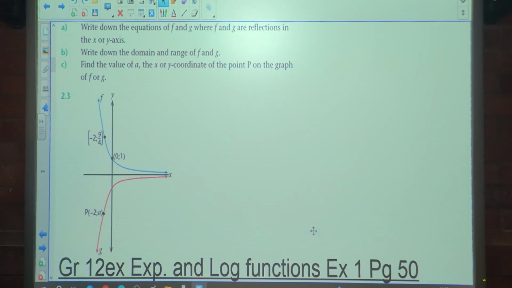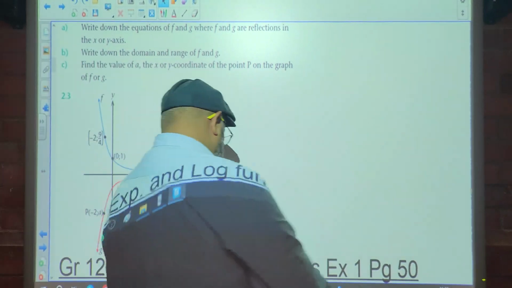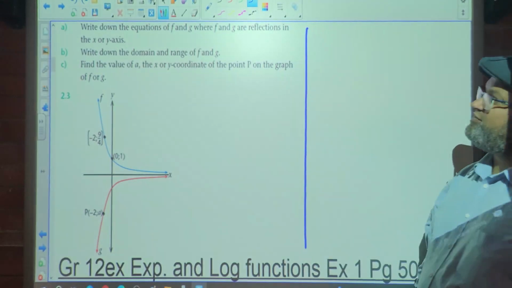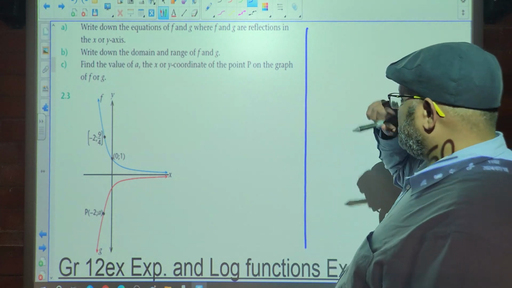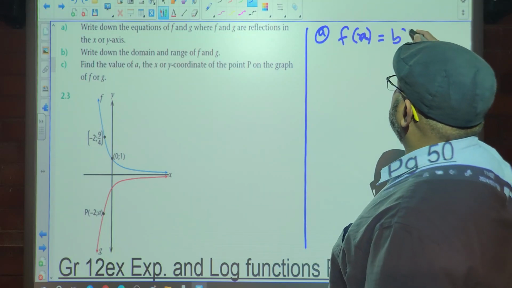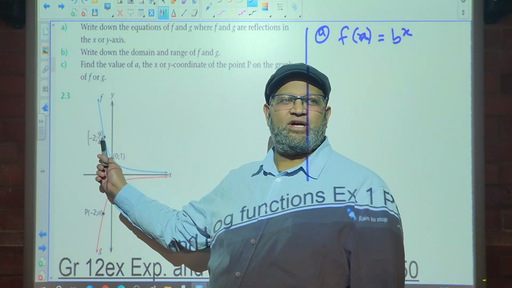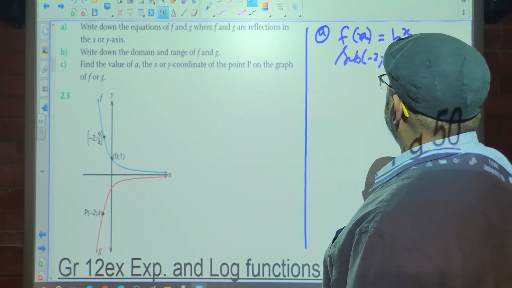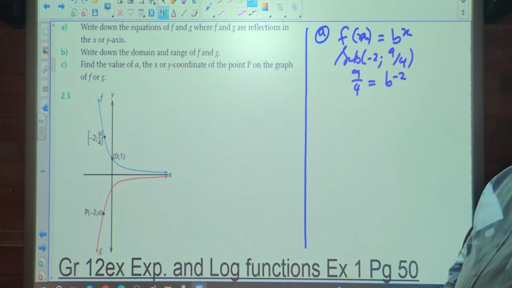Right, let's look at the first one. A. Write down the equation of f and g, where f and g are reflections in the x or y axis. Right, so where do we go? We start with f of x is equal to b to the x. So if we look at f of x, what do we notice? We have 1 point in order to calculate b. So we'll sub in negative 2 and 9 over 4. That's x and y. So 9 over 4 is equal to b to the negative 2.